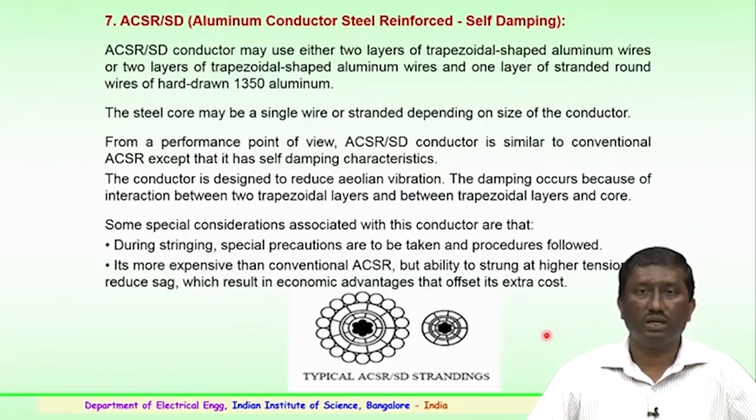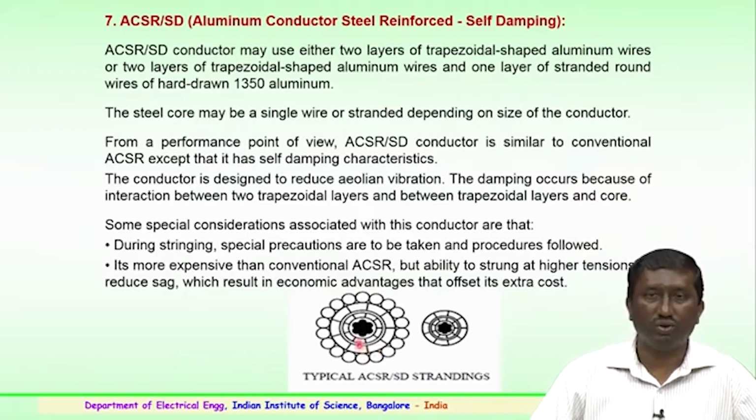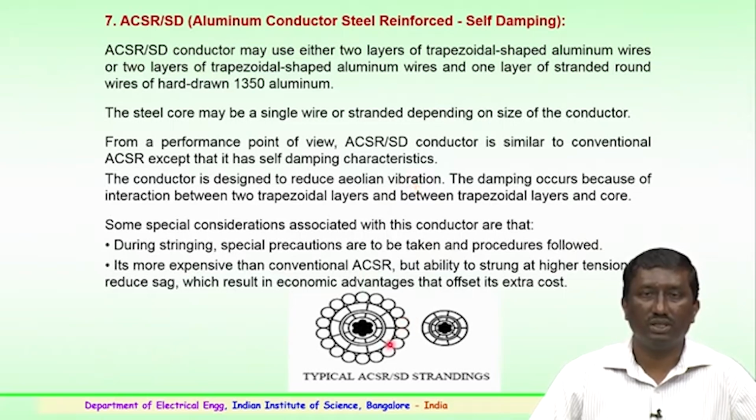ACSR conductor with SD is similar to the conventional aluminum conductor steel reinforced, except that this has a self damping arrangement, a very important characteristic. This conductor is designed to reduce aeolian vibrations. We will be discussing what aeolian vibrations are. So, in case of aeolian vibrations, these damping characteristics will help the conductor so that the oscillations are damped or reduced because of this arrangement.